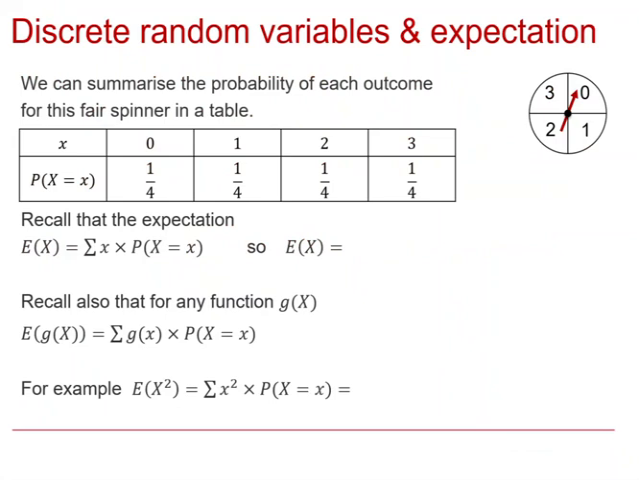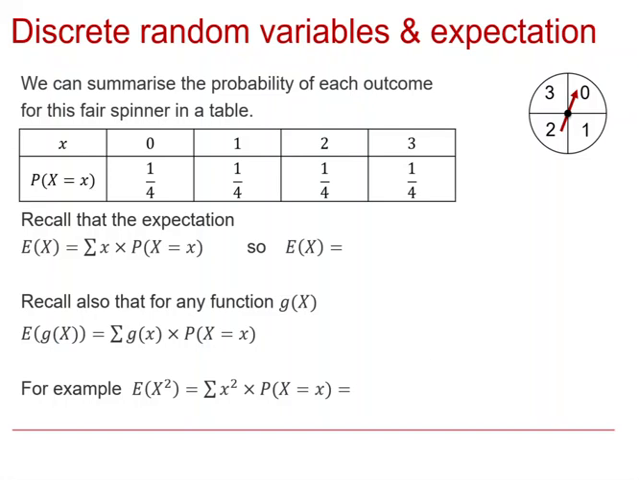Now, starting with a simple example, just a spinner that is equally likely to land on 0, 1, 2 or 3, we can summarize the probability distribution by this table here because the probability of each outcome would be a quarter. And what we're going to look at is the expected value of x for this particular distribution and also the expected value of a function of x. And you should recall studying this earlier on in the videos looking at discrete random variables.